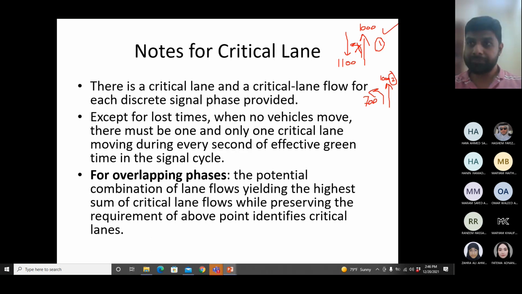And again, this addition of volumes of 2 critical lanes can only happen if you were talking about overlapping phases. So if both movements were happening at the same time, this will be called one phase, and then you have to adopt one of them as a critical lane. The other one doesn't matter then. So this whole choosing the right option is for overlapping phases.